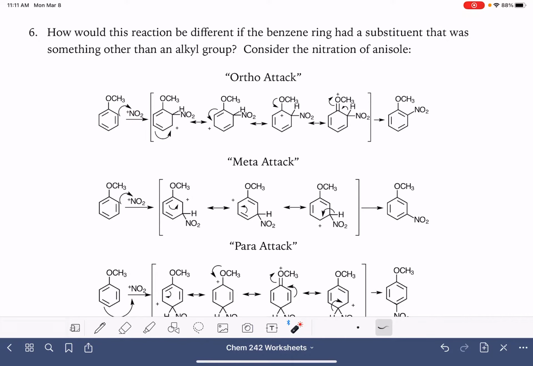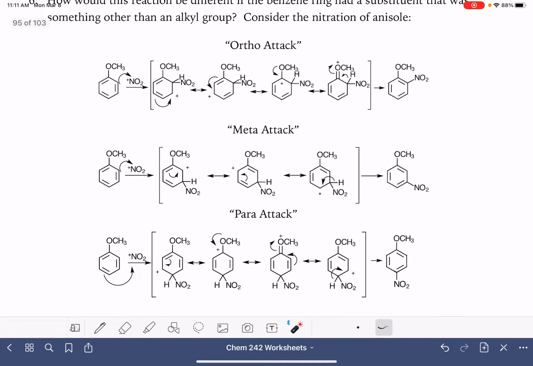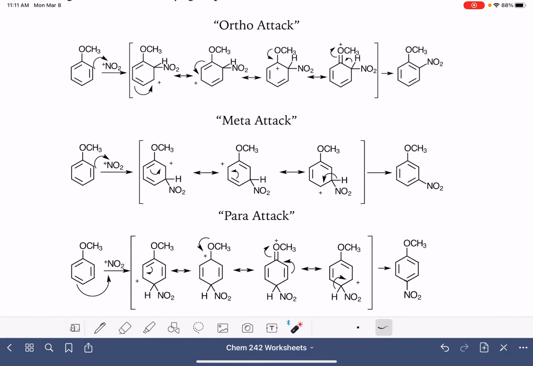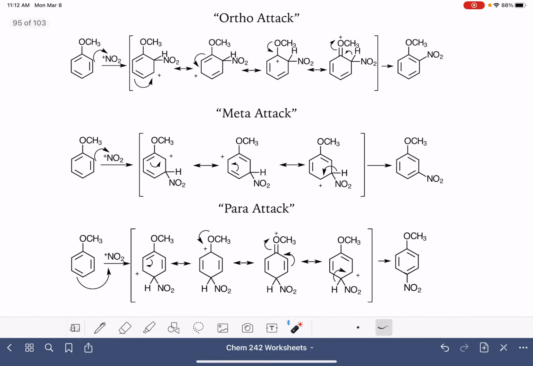So again, we're going to go through the three different possible mechanisms for this nitration reaction of anisole: the ortho mechanism, the meta mechanism, and the para mechanism. And I'm going to go a little bit faster with these mechanisms since we have a better understanding of the reaction now. Here are the sigma complexes for the ortho mechanism. You might notice that there is an extra one this time.